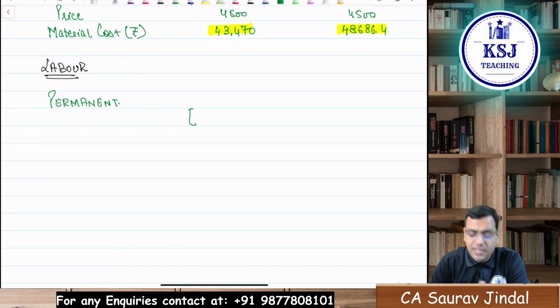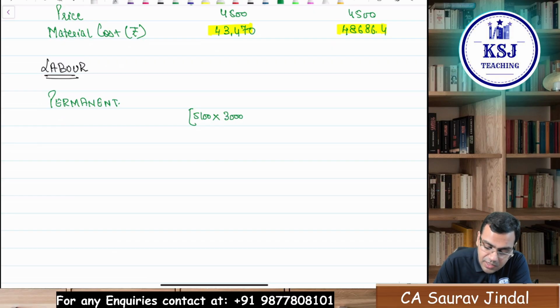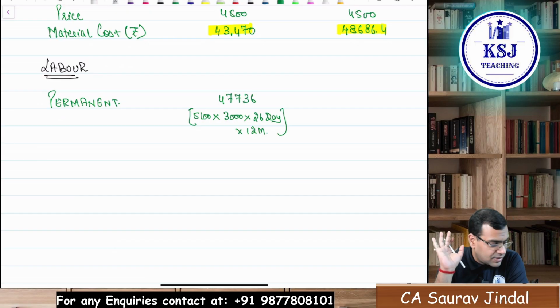How many workers are there? 5,100 workers. For one day of 8 hours, the salary they are getting is 3,000. This is for one day, and they work 26 days in a month. We have 12 months in a year because we want the annual cost. So 5,100 multiplied by 3,000 multiplied by 26 multiplied by 12 divided by 1 lakh comes to 47,736, because we are taking rupees in lakhs.